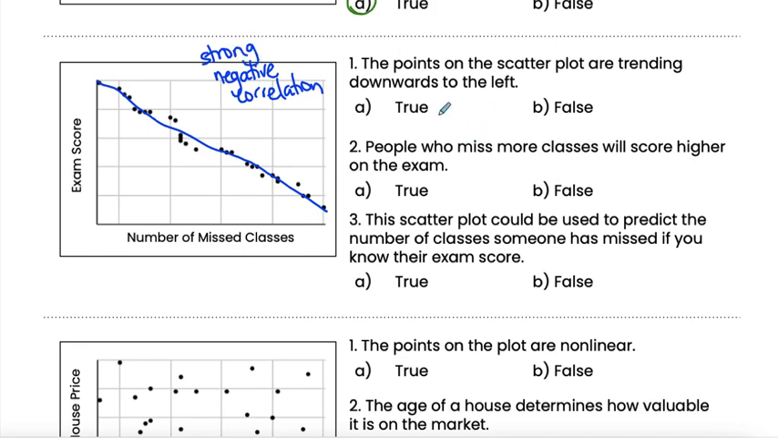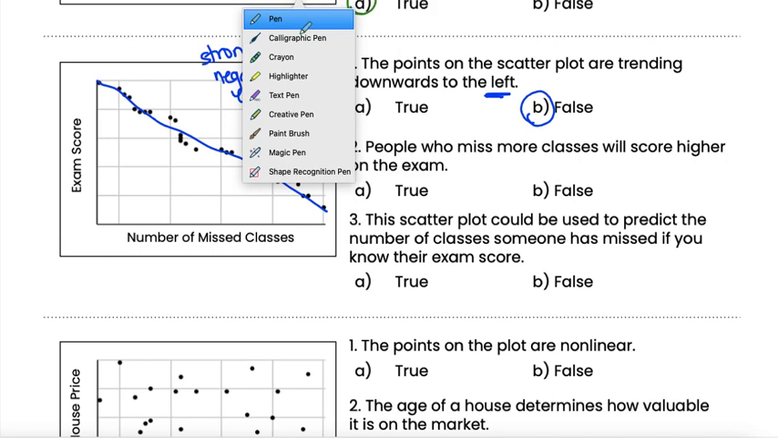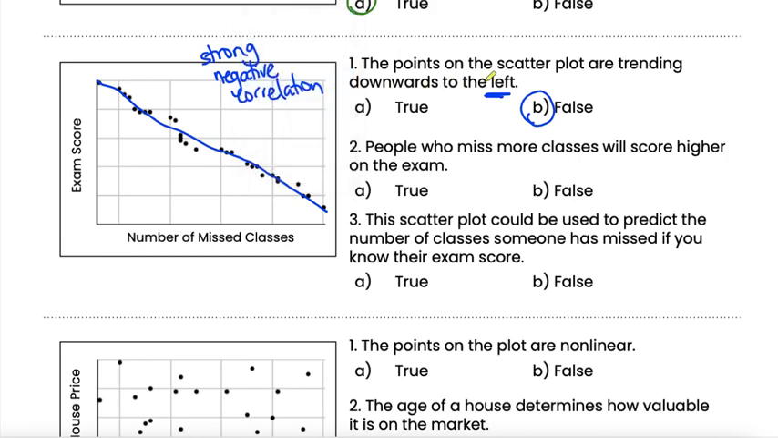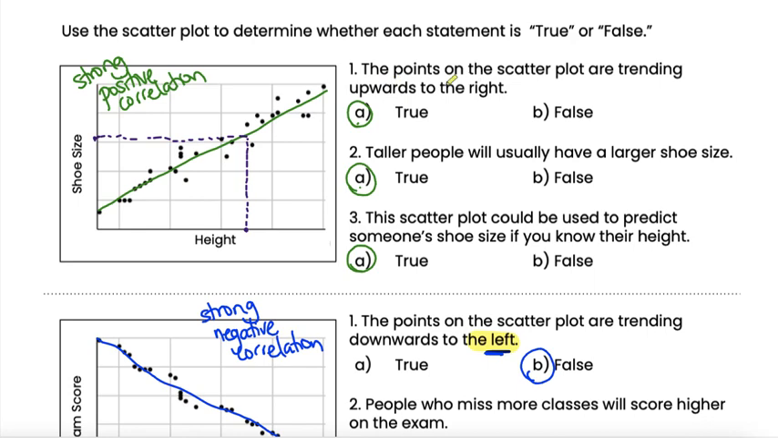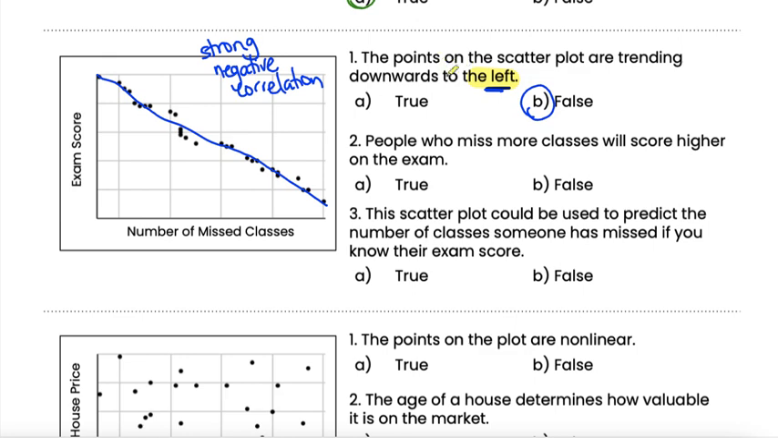Question number 1 says the points on the scatter plot are trending downwards to the left. Well, no, they're not going towards the left, they're going towards the right. So this would be false, and I have to be sure of what that is actually telling me, right? So sometimes highlighting key things in that question will help you determine that. If I went up, I saw that this was upwards to the right, which matches that. So I would hope that this would also be downwards to the right, but it says downwards to the left. As I go left, it's actually going up, so this one is false.